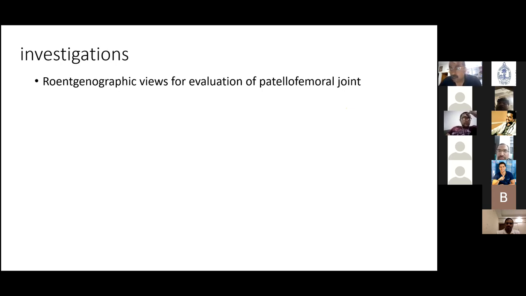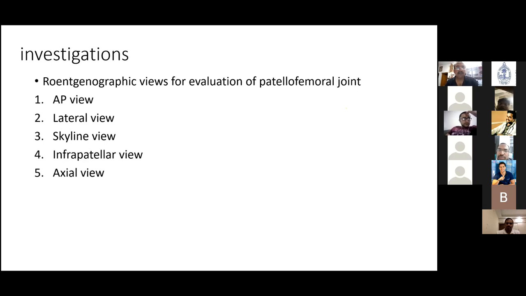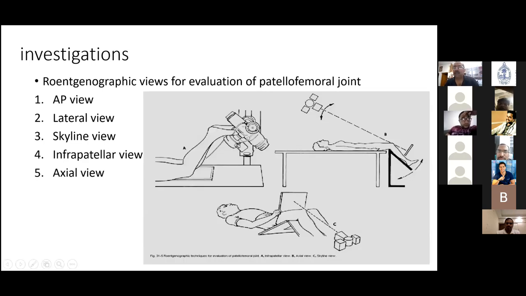In the lateral view, you look for patella height. Yeah, a lot of things are looked at from the lateral view, right? A lot, we will come to that. One is the AP view, lateral view, then the skyline view. And the special views are the infrapatellar view and axial view. So this is the Merchant view. Okay. These are the different views and how you take them.